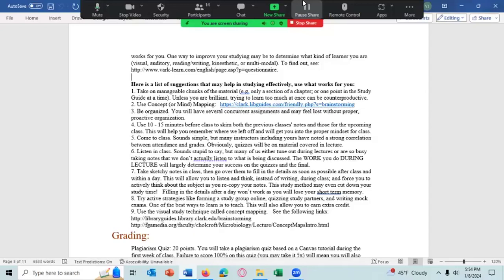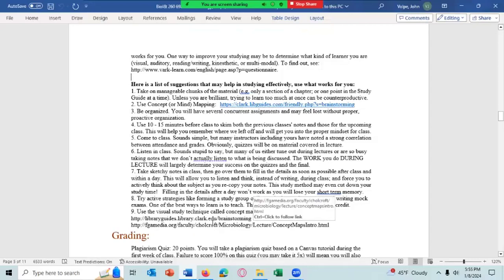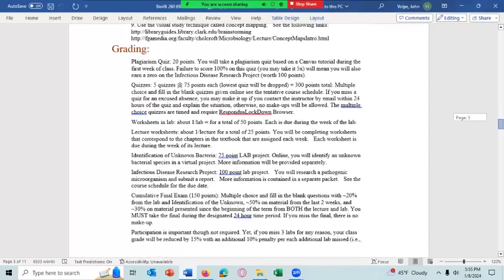All right, so you hopefully will be taking notes, and then you'll be going over your notes throughout the term and certainly before the quizzes and the exams. And then you will learn the material. And then there's a visual study technique called concept mapping. You can find out about that from these 2 websites. Let's move on to the grading.